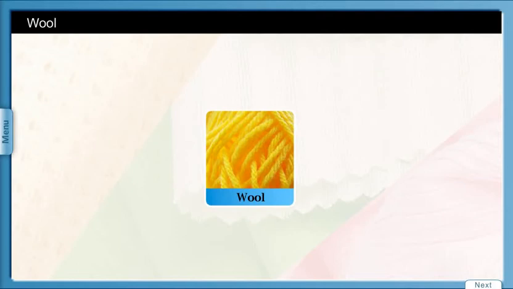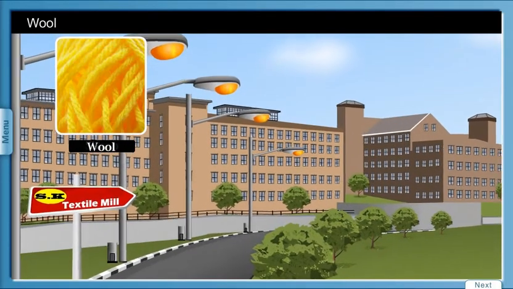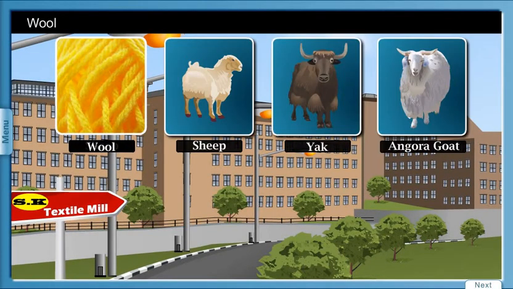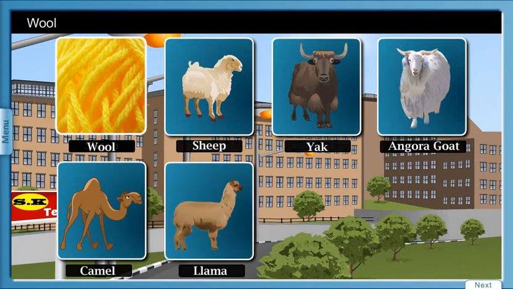Wool. Wool, a fiber that has traditionally been used in the textile industry, is obtained from animals like sheep, yak, angora goats, camel, llama, and alpaca.